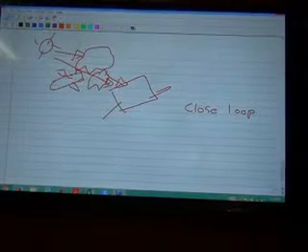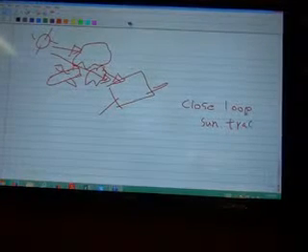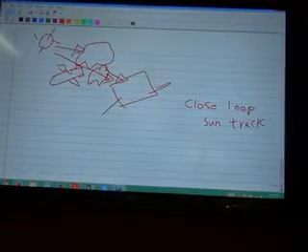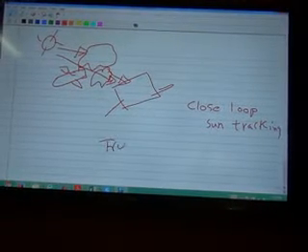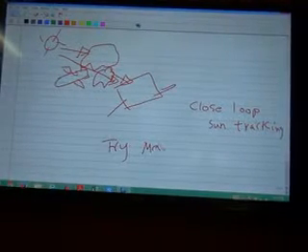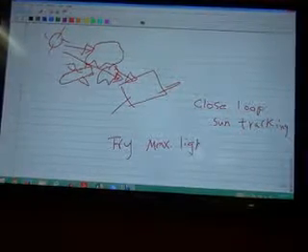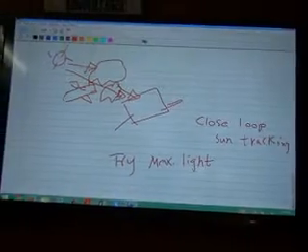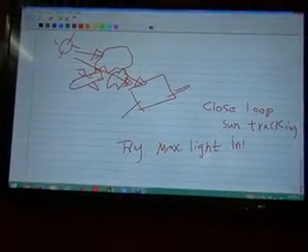Now in a closed loop sun tracking system, what is the advantage or the disadvantage we will briefly discuss. In closed loop sun tracking, we always try to follow the maximum light intensity. That is the difference. In open loop we follow the sun's location. This time we try to follow the maximum light intensity.